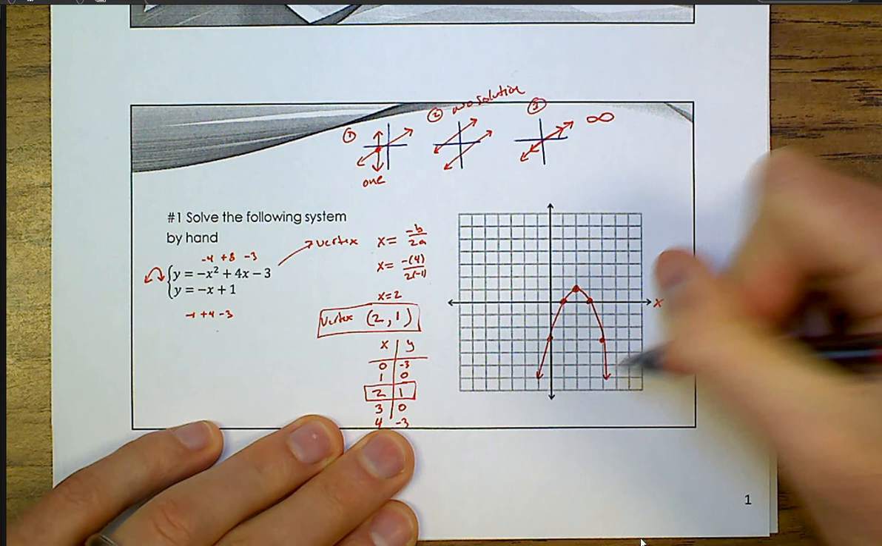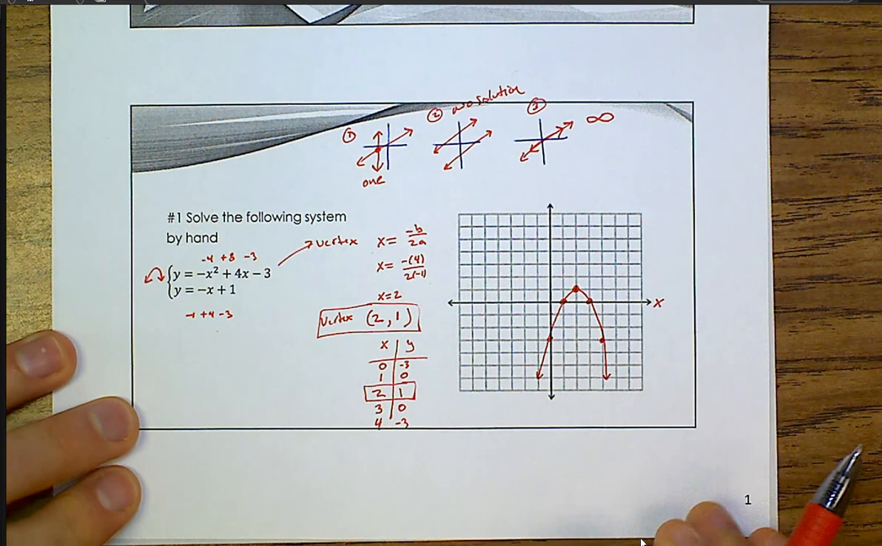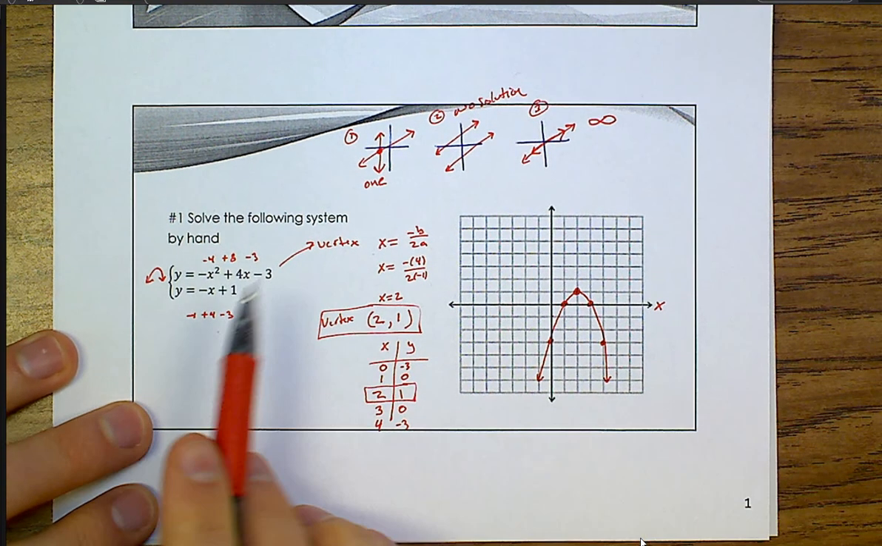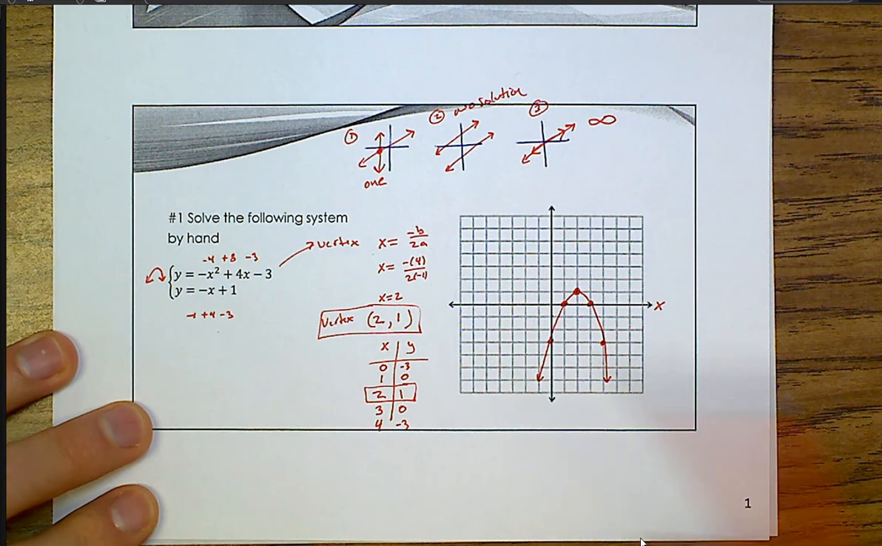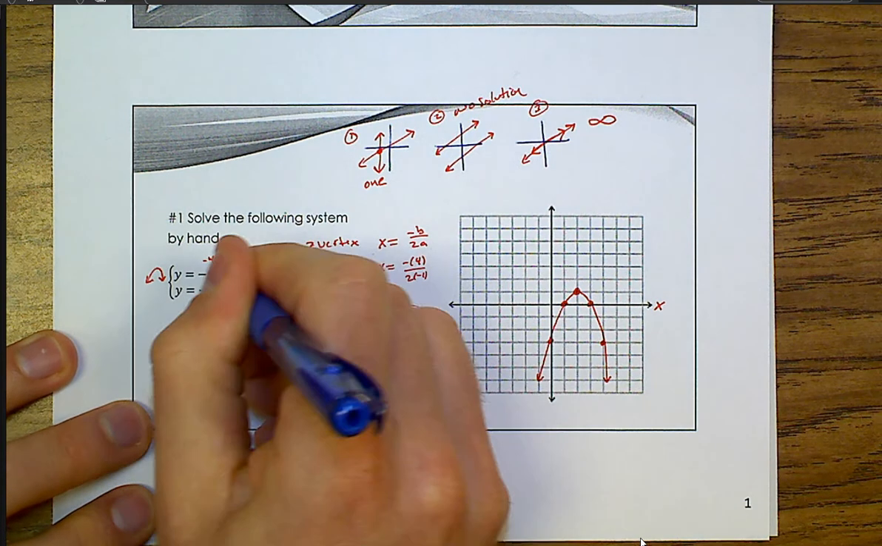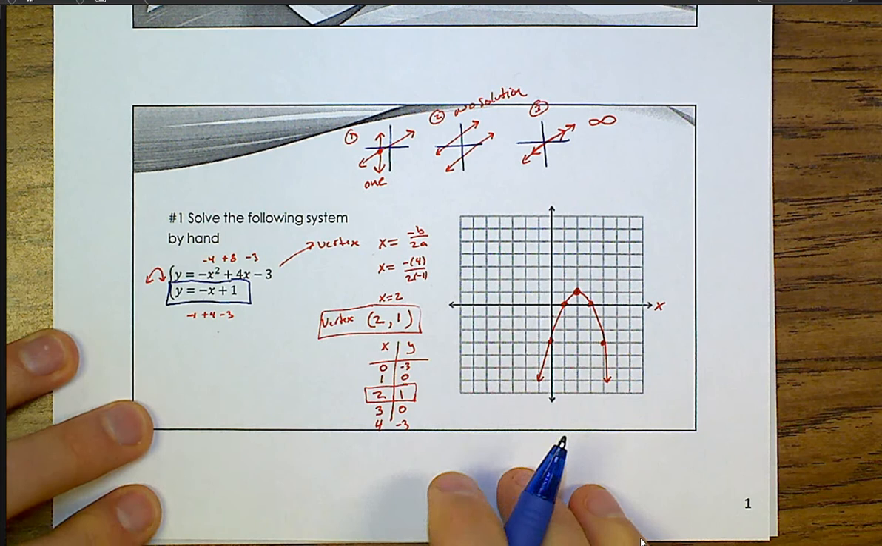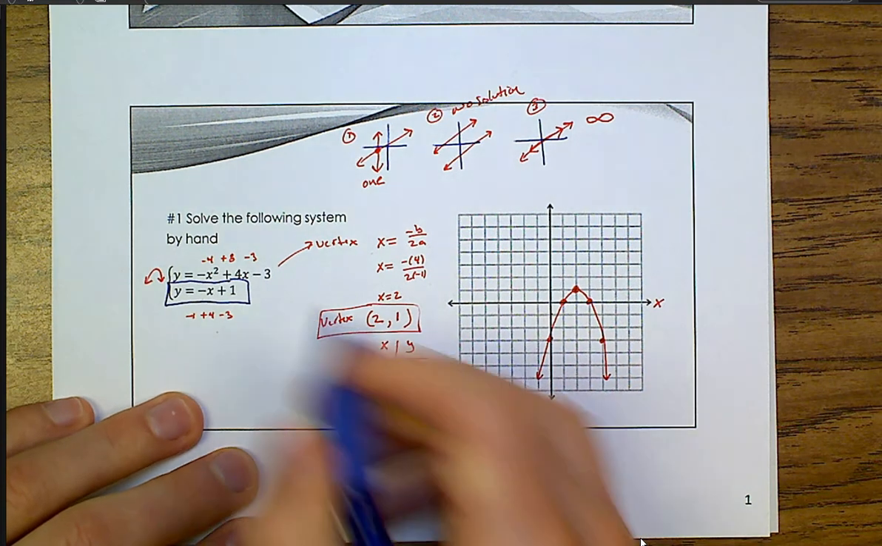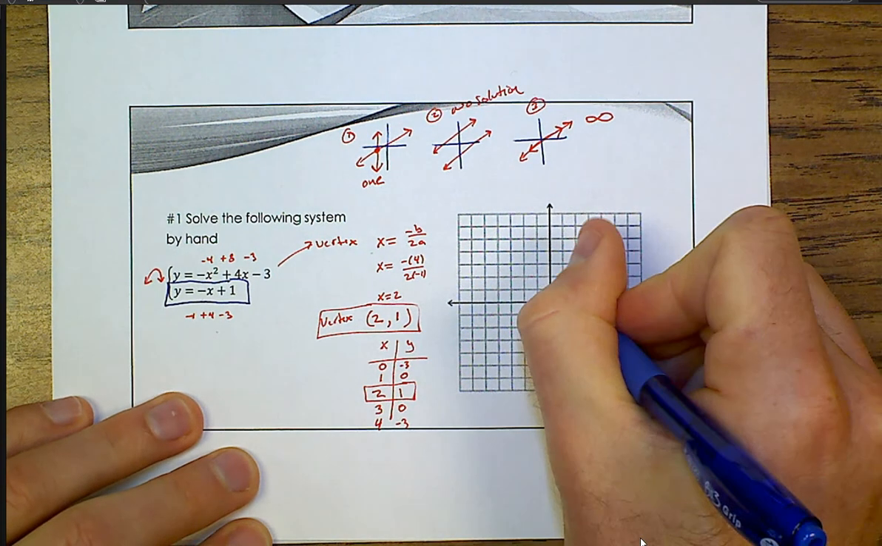Good review for what we did in the first few lessons, Unit 3. Now the second equation here, I'll put it in blue here, is just a basic linear equation, right? y equals mx plus b. So we have our y-intercept at positive 1, so that's where I'm going to start. This is going to be a straight line.